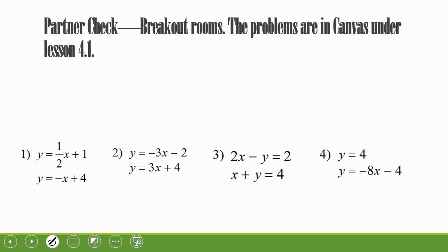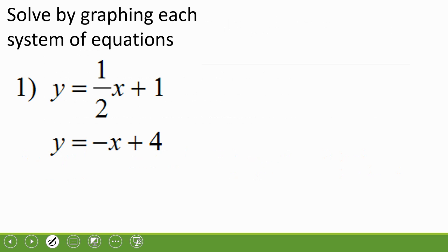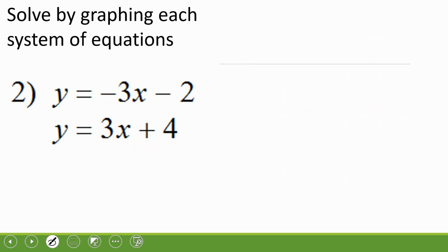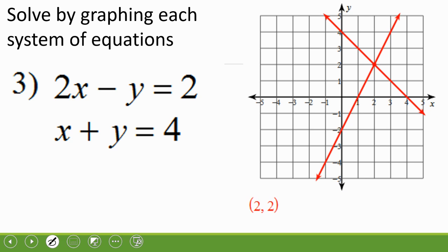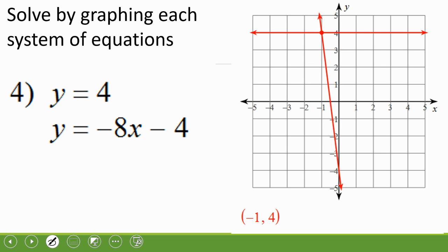So you have a partner check we're going to do in breakout rooms. If you miss class, you can just work these out, okay? And you can check the solutions. So pause right now, work them out. First one. Second one. The third one. There's the fourth one. Again, remember those special cases, y equals 4, negative.